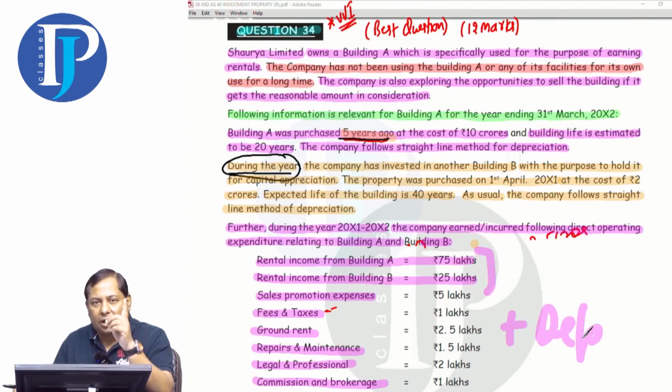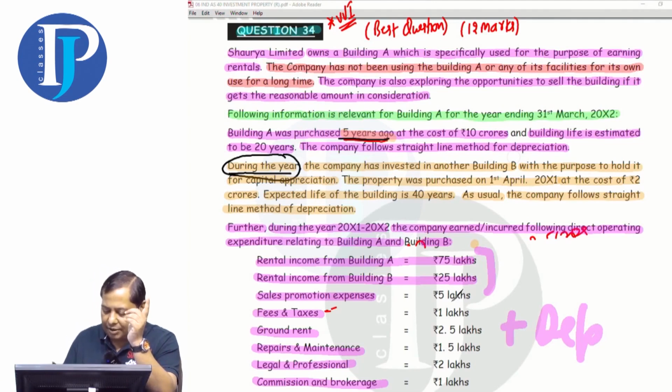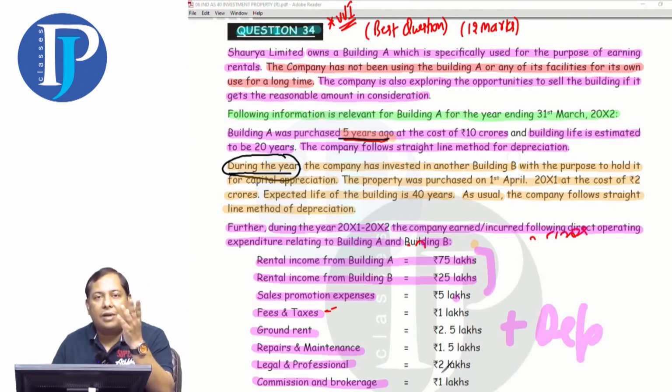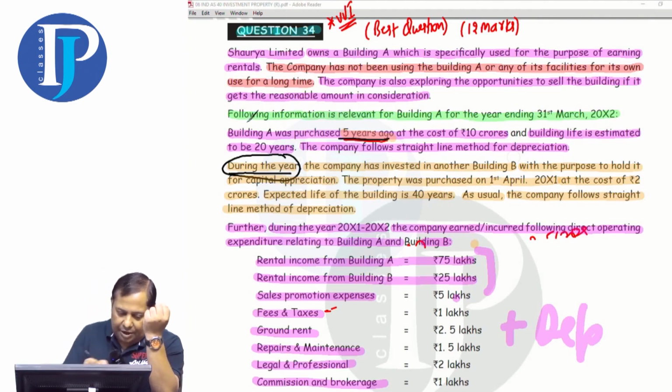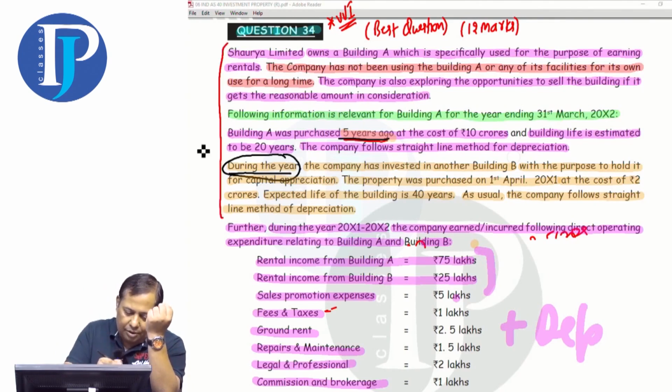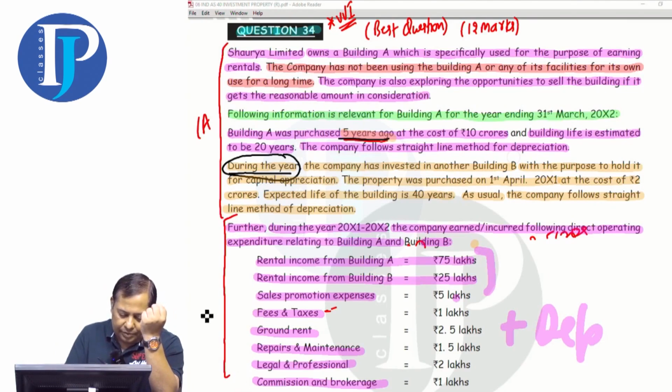If you are receiving a rental of 1 crore, then so are the expenses. 5 plus 1, 6. 6 plus 4, 10. 10 plus 3, 13. Also, you have that depreciation of 55 lakhs. The rest will be your income. This is the question. So in this part of the question, you need to find the carrying amount. In this part of the question, you should calculate the net profit or loss.